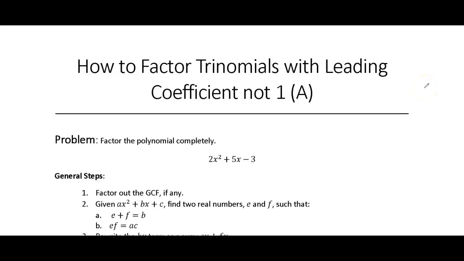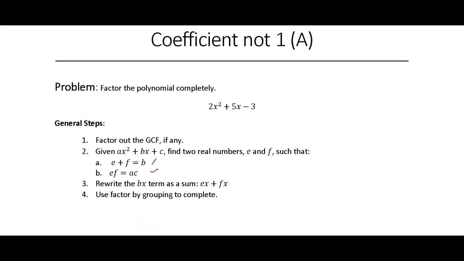Given ax squared plus bx plus c, find two real numbers e and f such that e plus f equals b and e times f equals a times c. So let's go ahead and start here. We want to find two values that if we add them to each other, we will get b, which is 5. But also, if we were to multiply them together, we will get a times c.